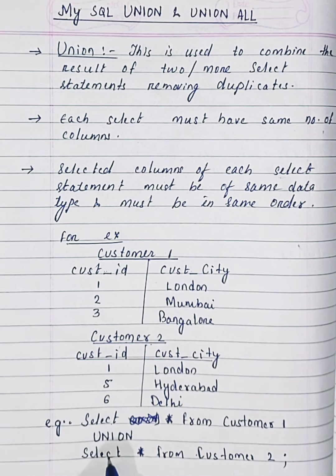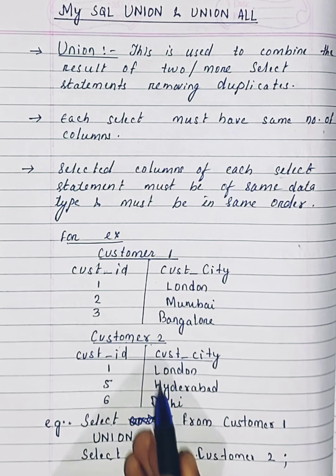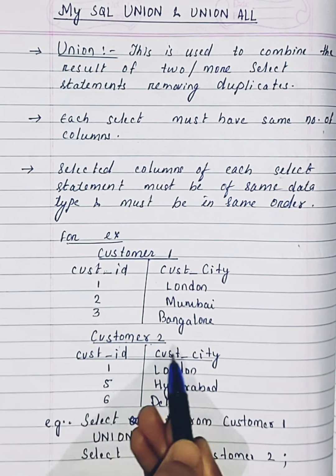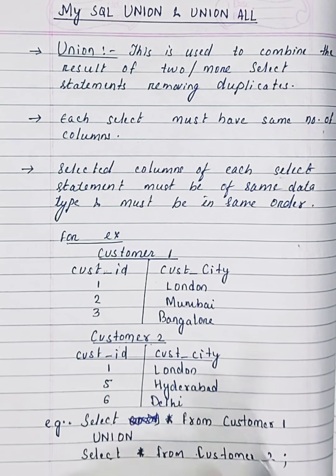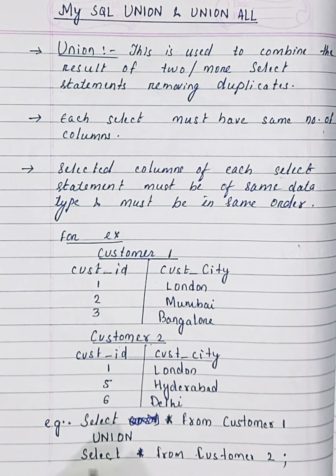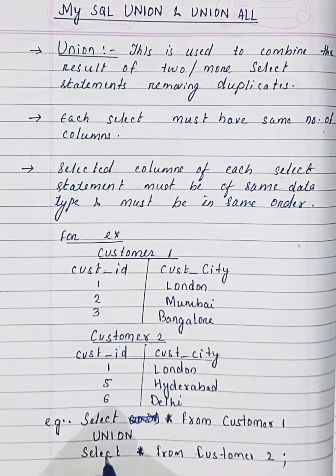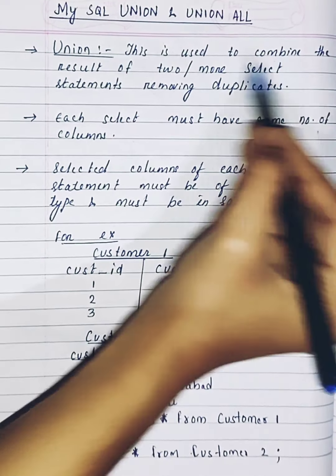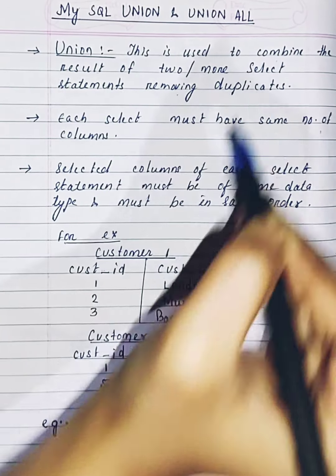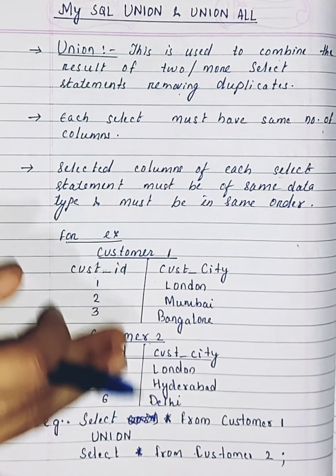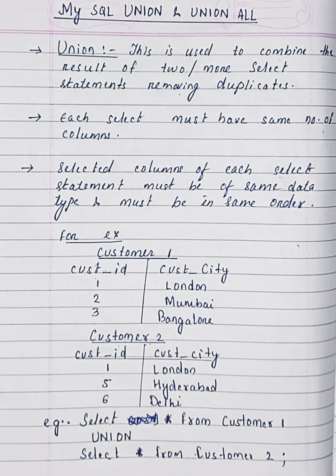Now then select asterisk from customer 2. When we are displaying select asterisk from customer 2, asterisk means we want to display all the columns of customer 2 also. So it will display all the records of this table also. When we are writing union in between these two selects, what will this do? The first condition is it will combine the result, removing the duplicates. This union will combine the result of both the selects, removing the duplicate values.